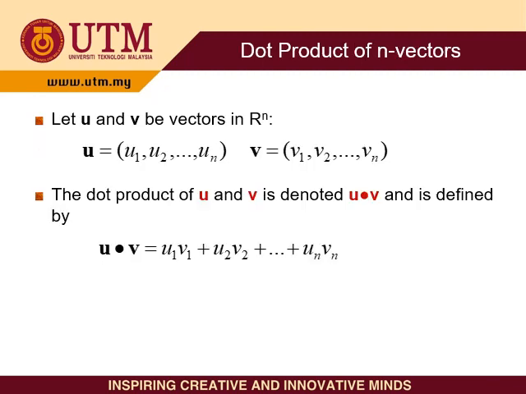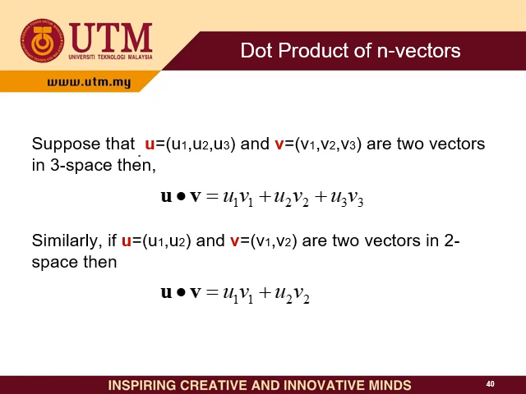This slide shows the dot product of n vectors. So we let u and v be vectors in Rn. The dot product of u and v, denoted as u dot v, can be represented as u1 v1 plus u2 v2 until un vn. This slide shows vector u and vector v in 3-space and 2-space, where if we have 3-space, we have u1 v1 plus u2 v2 and u3 v3, and for 2-space only u1 v1 and u2 v2.